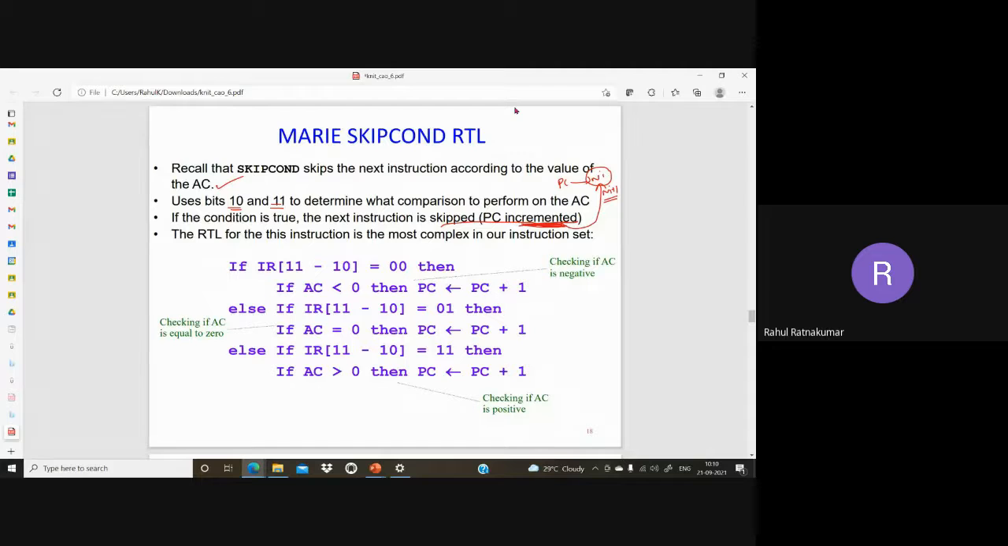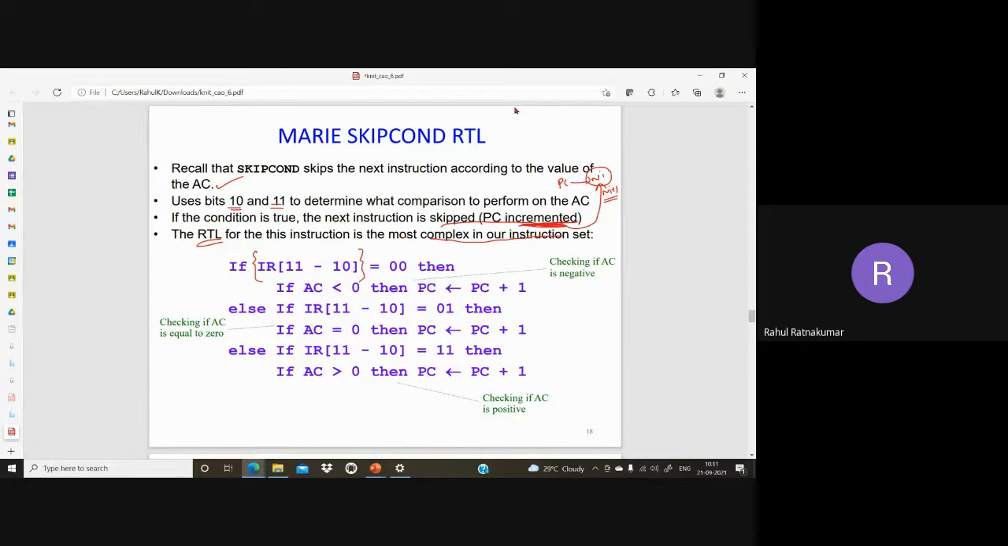Now the RTL for this instruction is the most complex in Mary. Although it is very simple, the skip count RTL is quite complex. The operations involved in skip count are a bit complex compared to other instructions. So this is the condition. Again, it's a simple if and else statement.